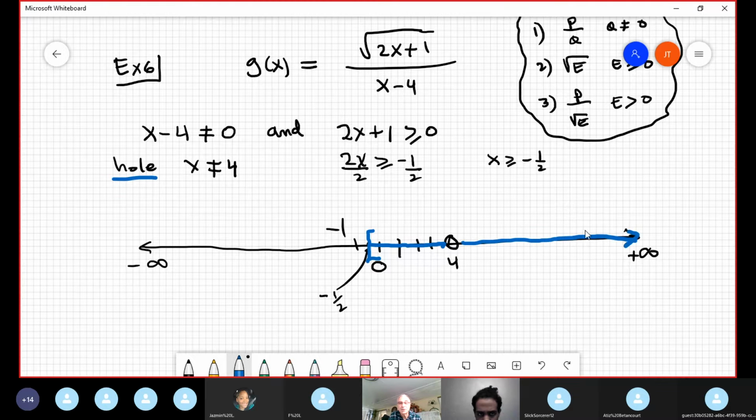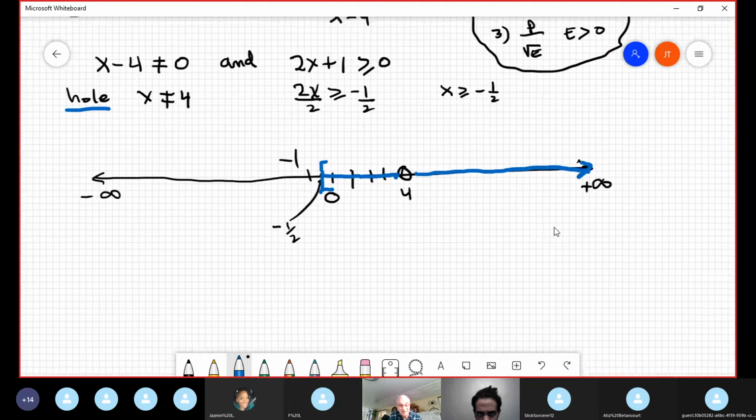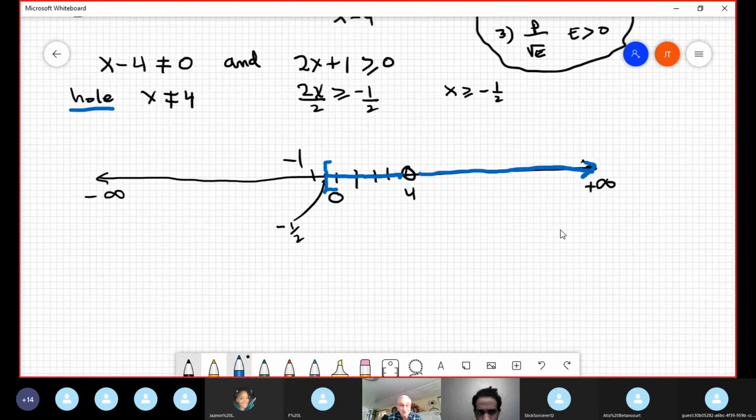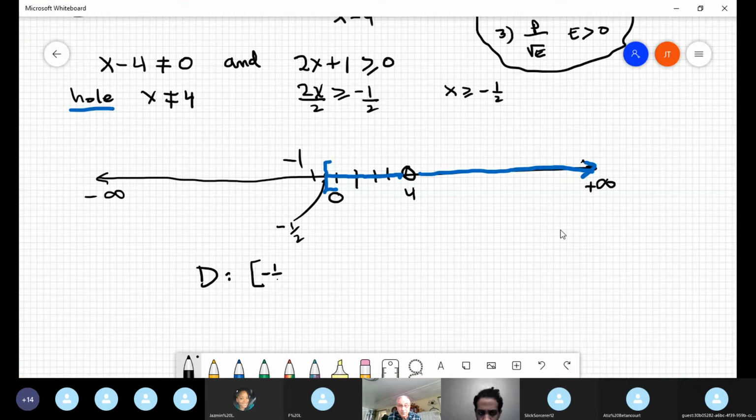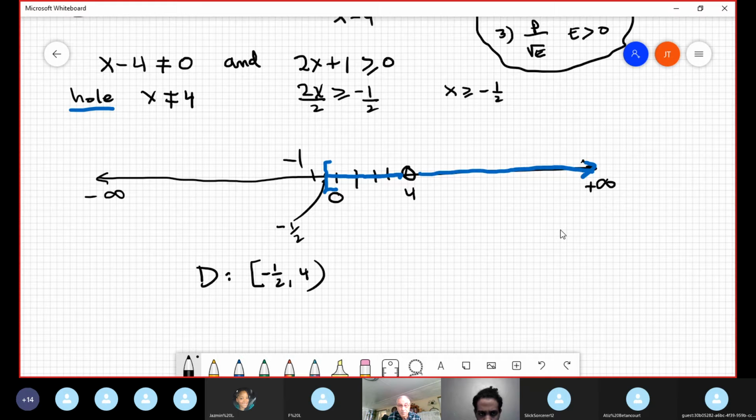Okay, ready. I understand very well. The graph is fantastic. At least for me, I don't know. The domain is bracket negative 1/2, comma 4, parenthesis, union, 4, comma infinity. End of story. This is my domain. Super.